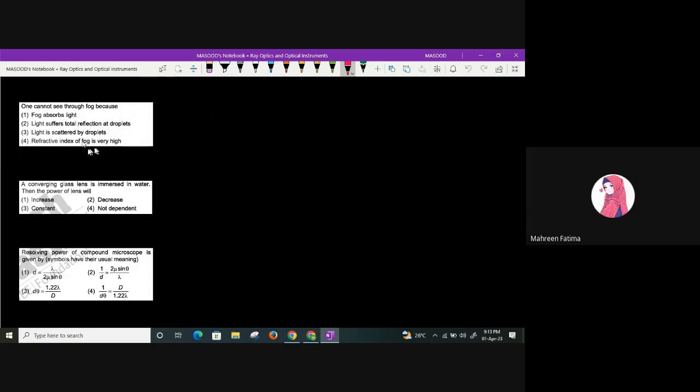One cannot see through fog because what will happen in fog? You can see four options are there. Fog absorbs light. Light suffers total reflection in droplets. Light is scattered by droplets. Refractive index of fog is very high. Which one? Third one, light is scattered by droplets.